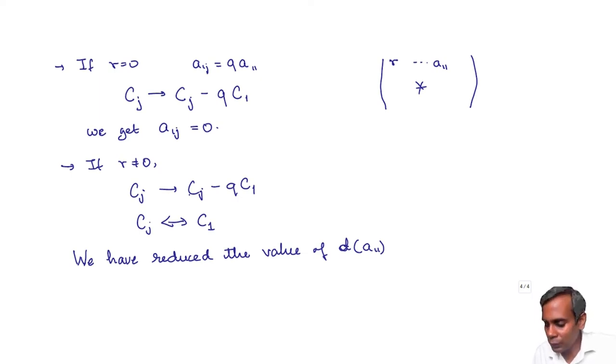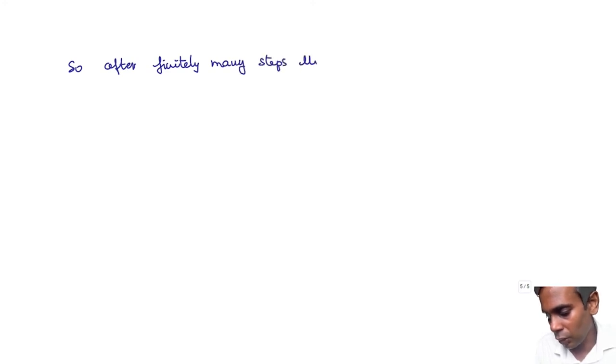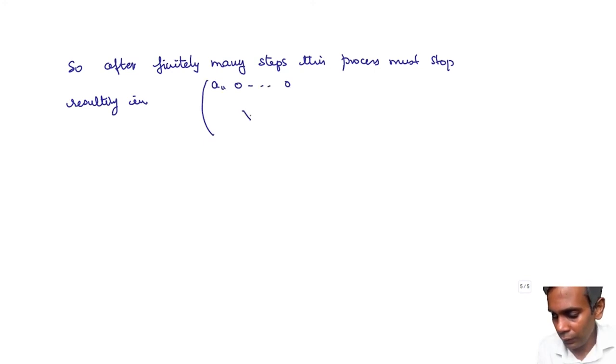So this process of reducing the size of d(A11) cannot continue indefinitely, because at some point you will reach the smallest possible size and the process will have to stop. You cannot reduce it any below zero. And so the conclusion is that after finitely many steps, we would have cleared out all the entries in the first row except for the 1,1th entry. So after finitely many steps, this process must stop, resulting in something like this: A11, 0, 0, 0, and whatever over here.